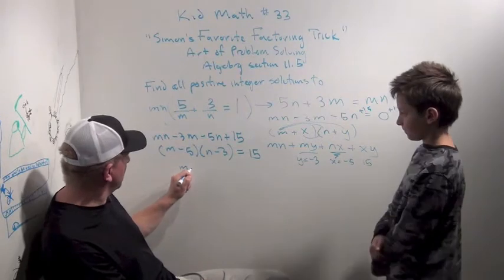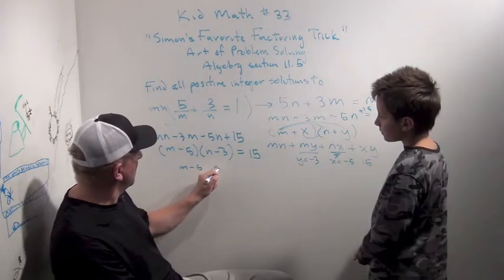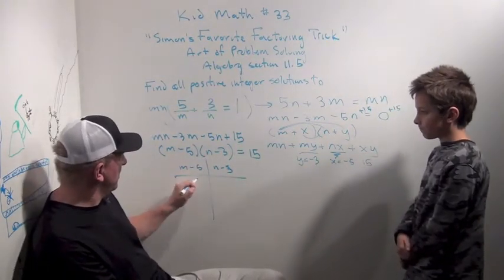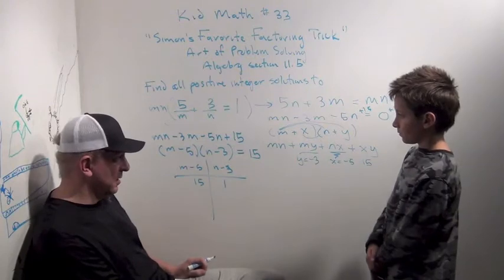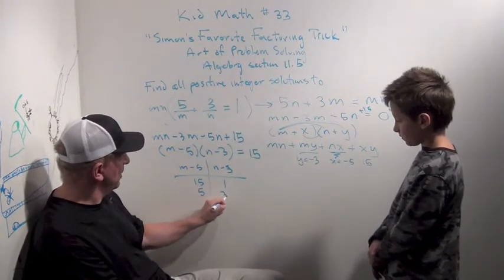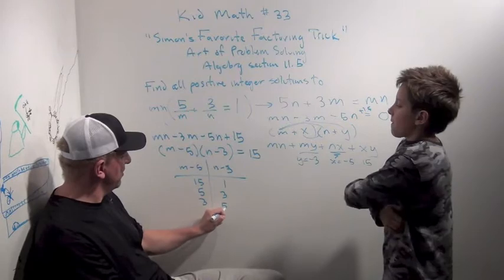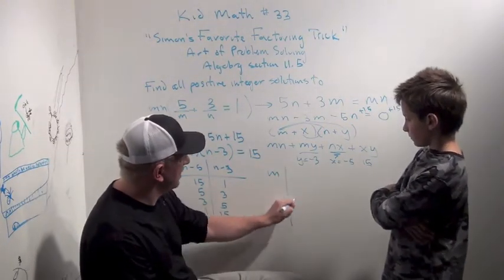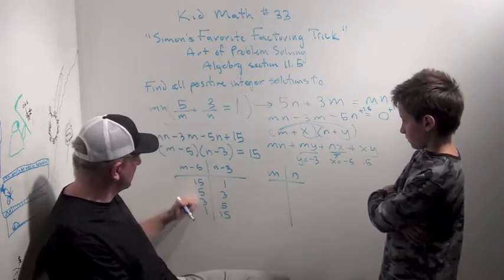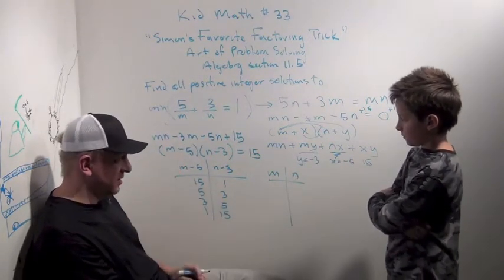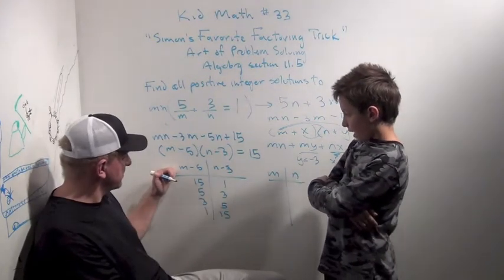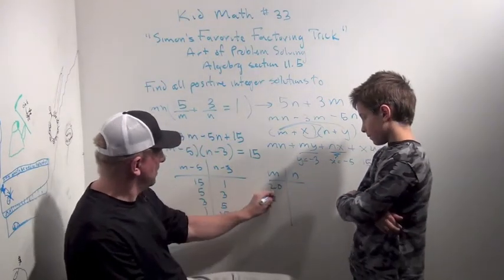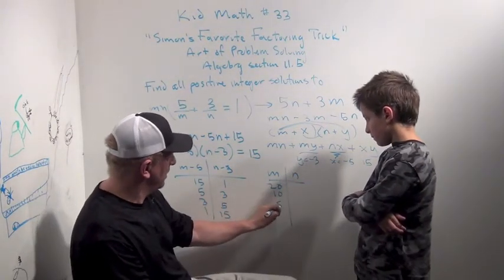So I'm going to make a little table, m minus 5, n minus 3. Let's hope that's on camera. Yeah, I hope so. Well, it could be 15 times 1. It could be 5 times 3. It could be 3 times 5, or it could be 1 times 15, right? Yes. Which means m and n, then, what do I have to do to this column if this is m minus 5? What's m? You have to add 5 to each of them. Right, so I get 20, 10, 8, and 6.